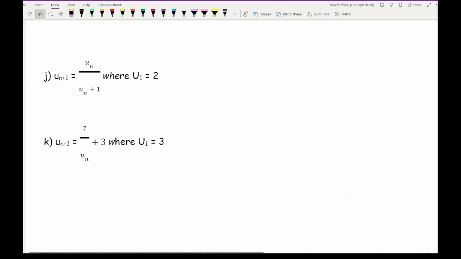So let's just have a look at our last 2 examples here. So again, all we're doing is writing down the first 6 terms. So the first term is 2. And then finding out u2, well, that's going to be 2 over, and now though it looks like u_n plus 1, it's actually going to be the previous term plus 1, which is going to be 2/3. u3 is going to be 2/3 over 2/3 plus 1.